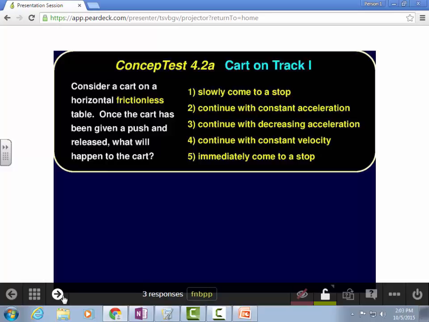So consider a cart on a horizontal frictionless table. Once the cart is given a push and released, what will happen to the cart?